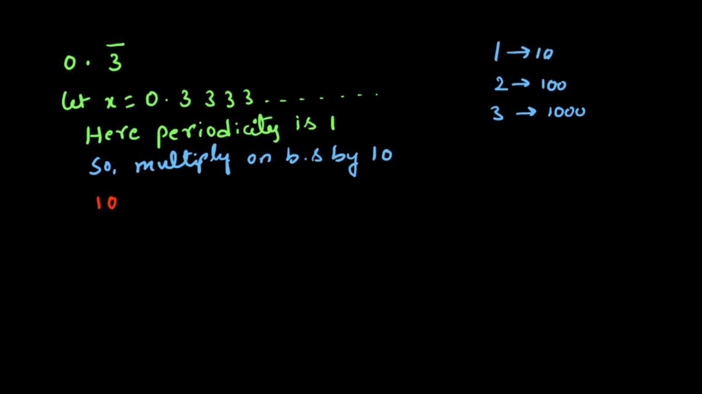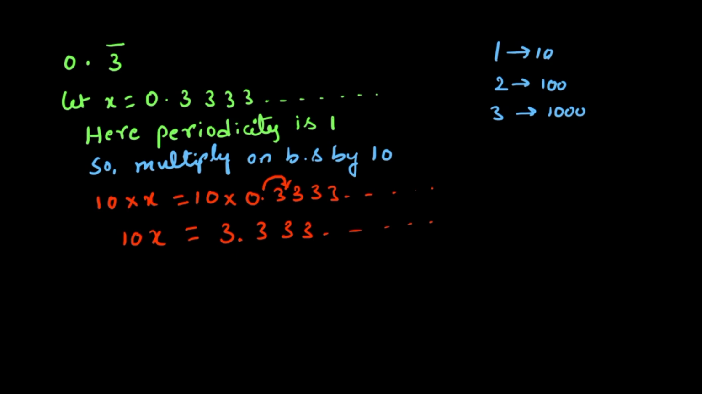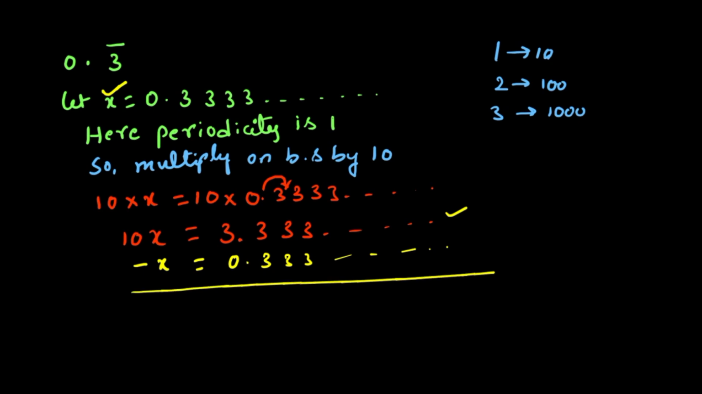Just you observe. 10 into x is equal to 10 into 0.3333, and so on. Then we have here 10x equal to, so if you multiply this one with 10, this point should keep here after the one digit, that means 3.333, and so on. So what we do now, we should subtract this x from this one. So if I subtract that x here, then I have that 0.333, and so on.